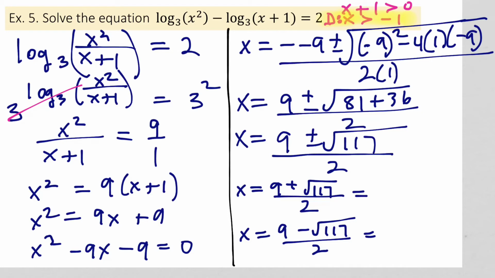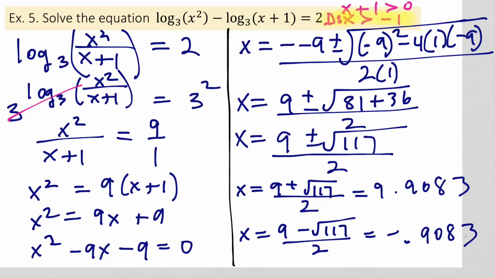Okay, so what we know about domain is that this inside part here has got to be greater than 0. All right, and we discussed why that has to be the case multiple times. So in order to be within the domain of this function, x is going to have to be greater than -1. So you want to check your answers here to make sure you're in that range of numbers. So I've got 9 plus root 117 over 2, and I've got 9 minus root 117 over 2. And I'm going to take that out to 4 decimal places using my calculator.